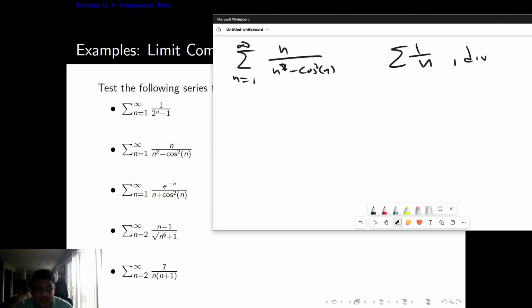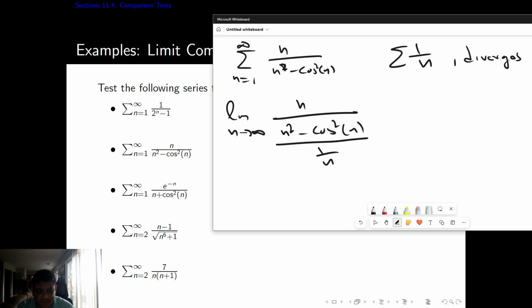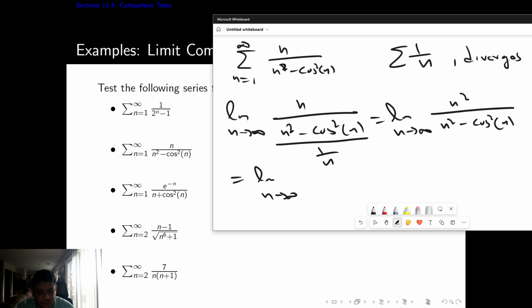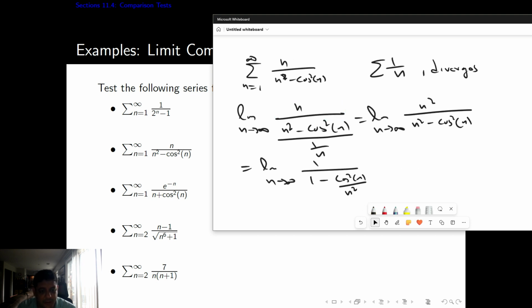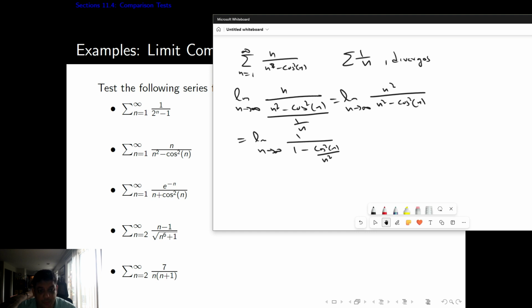Now the series 1 over n diverges by the integral test. We saw that in the last video. So we're going to use that to compare with this particular series. We have to be very careful when we're doing the limit. Here we get the limit when n goes to infinity of n squared over n squared minus cosine squared of n. But if we divide by n squared, then this limit is transformed into a different limit: the value of the limit when n goes to infinity of cosine squared of n over 1 over n squared.